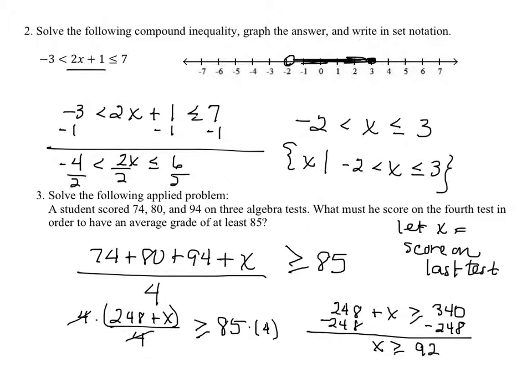Is he going to get an 85 or above? Maybe if he really studies. Okay, now, of course we have to write a little happy statement. So he must score at least 92 on the fourth test. And then we put a little smiley because we're really psyched because we don't have to use set builder notation on this. And now you'll be able to do this assignment.